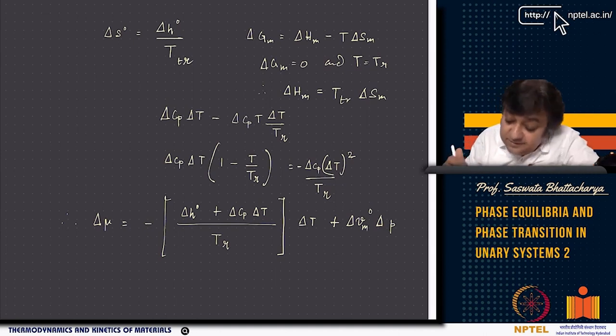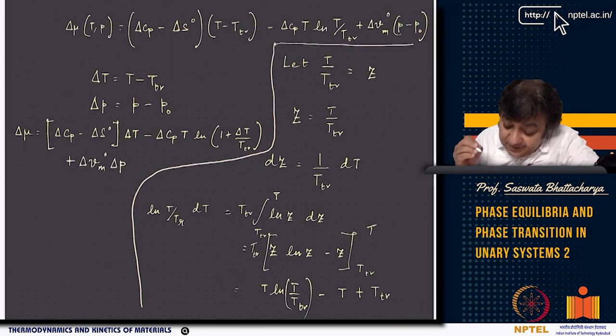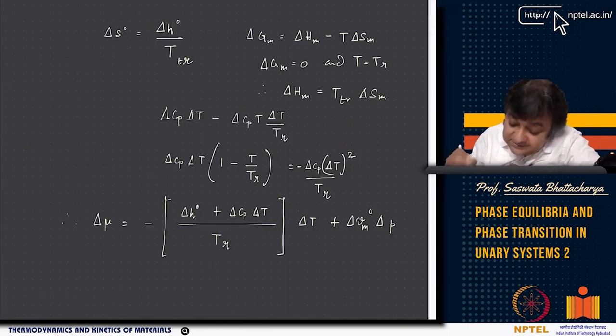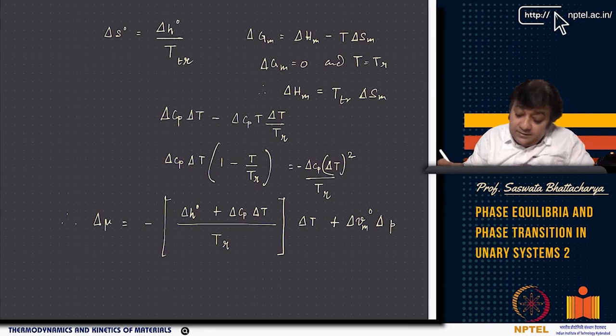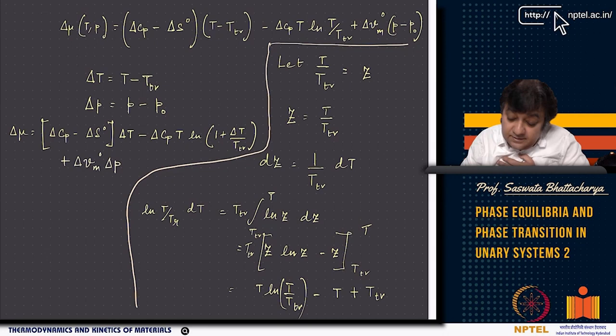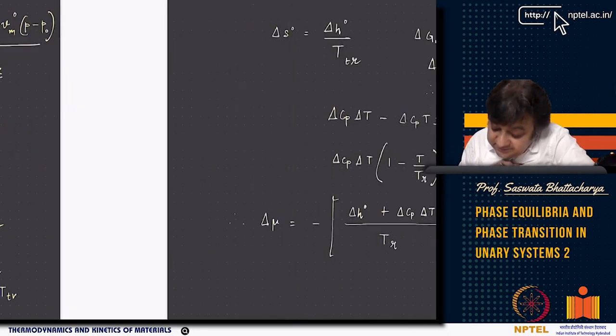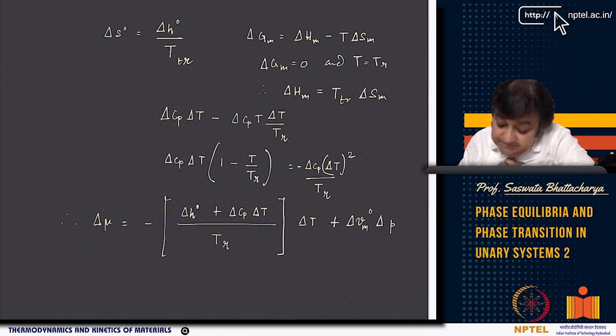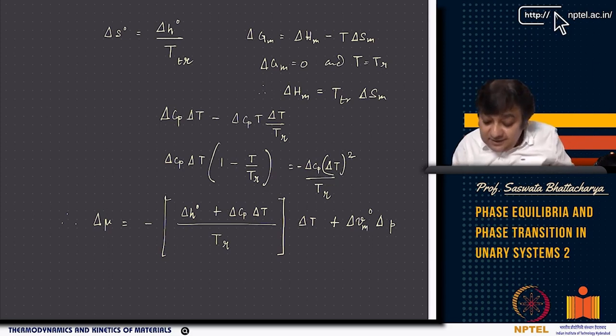So when I am integrating, remember what I am trying to do here. Here you have ΔCp ΔT minus ΔCp T ΔT by TR. So I have taken a small difference. So basically you have this T ln T by TR. Oh, the ln T by TR is gone. So you just require to take ΔCp ΔT common. So this becomes 1 minus T by TR, which is basically going to be ΔT by TR.